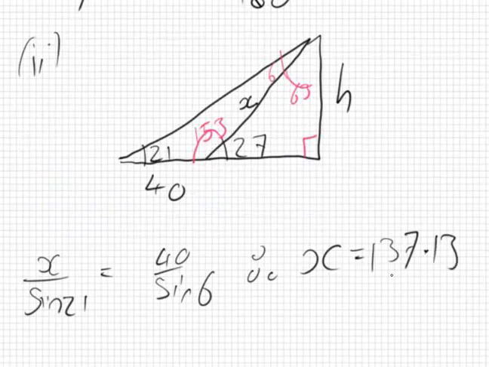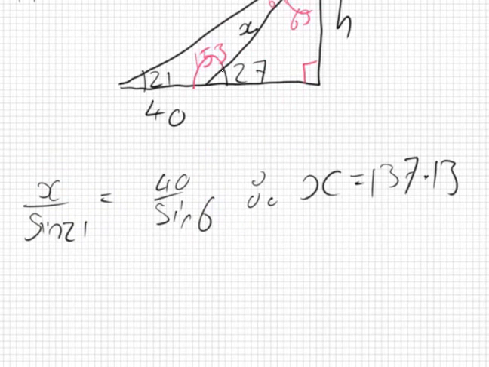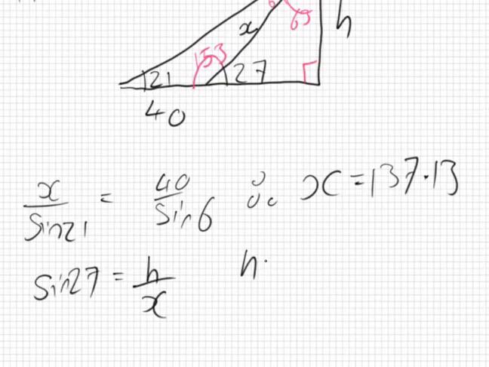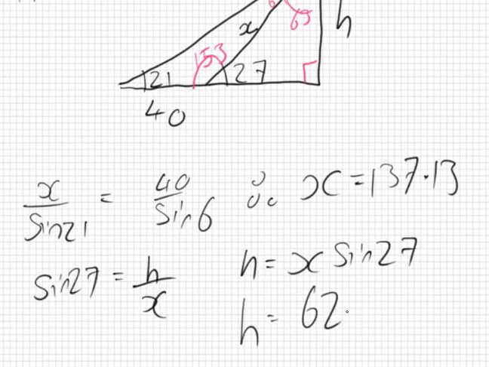137.13. Now that I have the x, I can just use regular sine, cosine, and tan for the right angle triangle at the end. This side is the opposite, and this side is the hypotenuse. So if I have opposite and hypotenuse, which of the 3 is that? Sine 27 equals h over x. So h equals x sine 27. So I take my previous answer and multiply it by sine 27, and we get our height is found to be 62.3 meters. So that's part B.